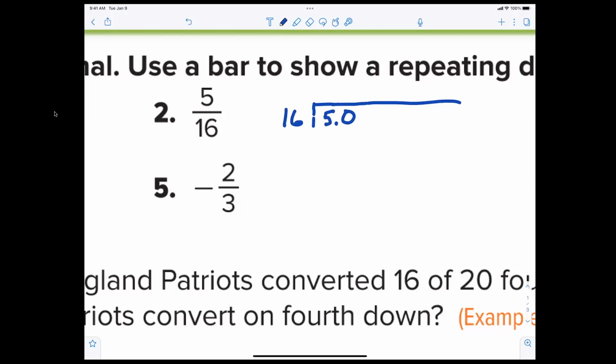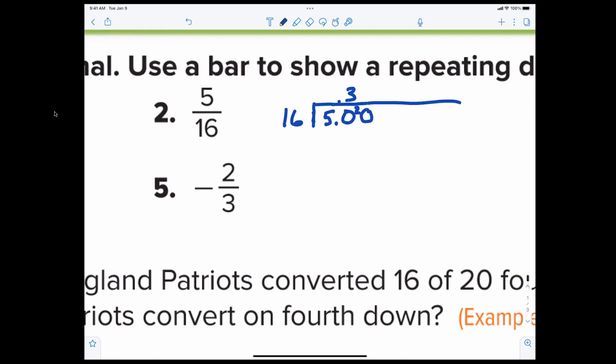How many? 4 times 16 is 64. 3. Now, what's 3 times 10? 3 times 6. 30 plus 18. There you go, 48. Okay, now we're going to subtract, right? When I subtract, what do I get? 2. So that goes up here, right?